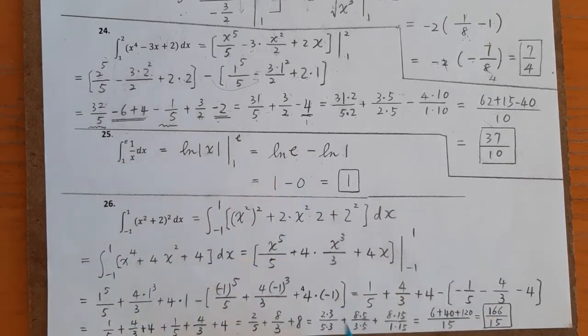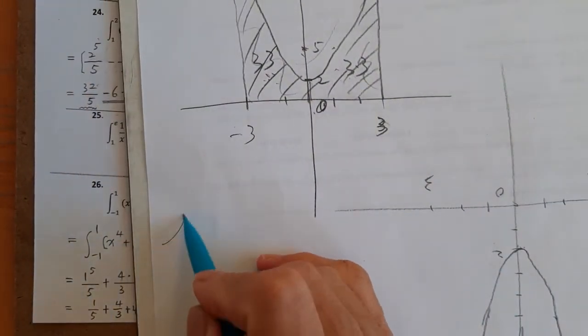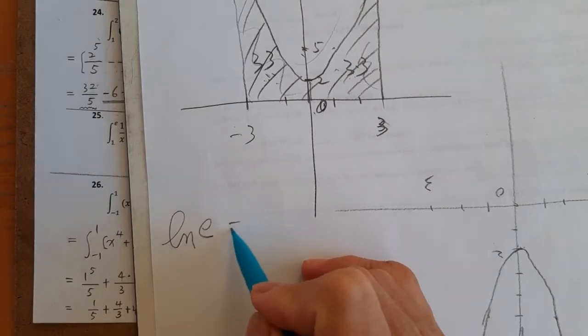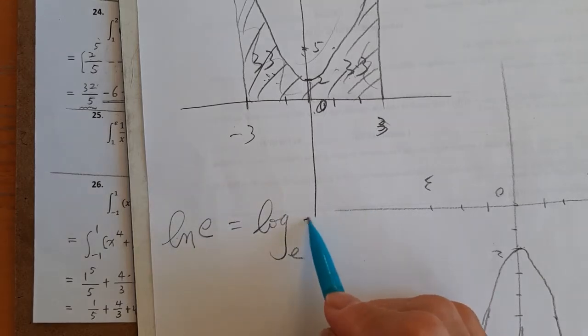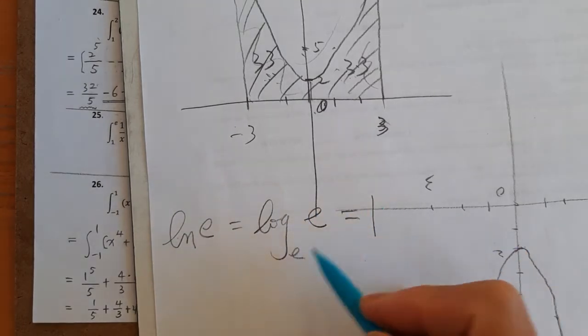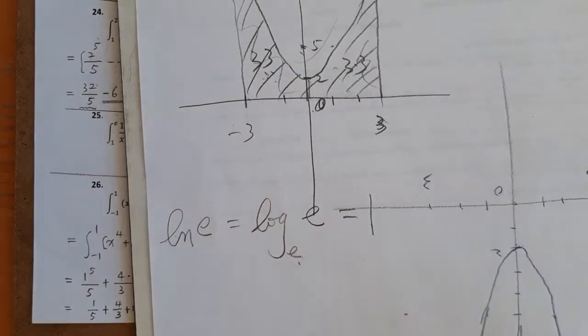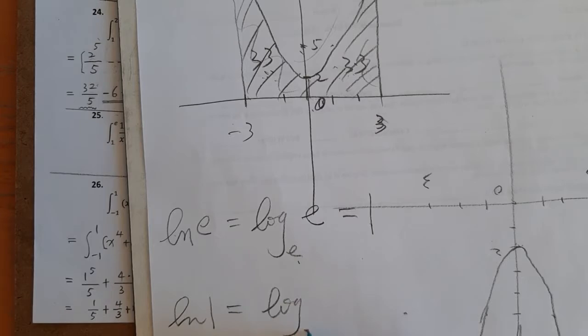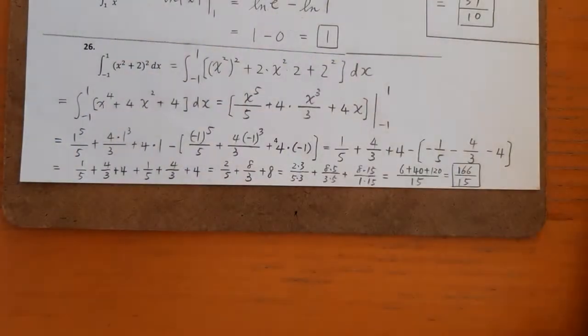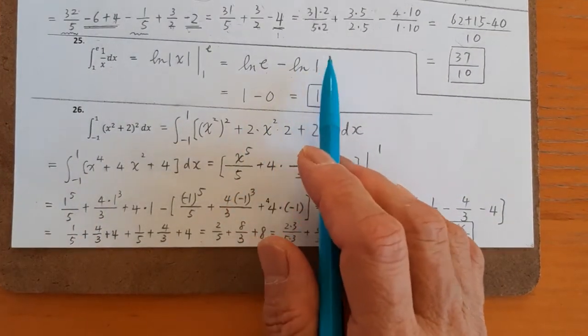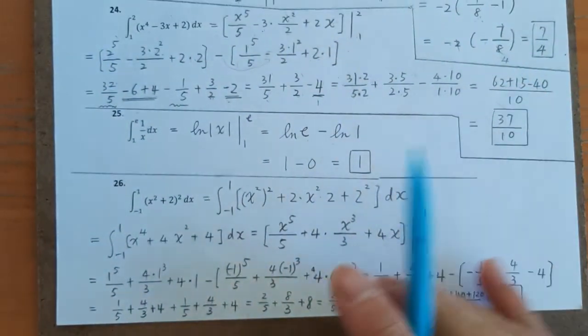Now what is ln e? ln has base e. ln is the natural logarithm, and its base is e. So ln e is 1, because e to the power 1 equals e. And ln 1 is log base e of 1, which equals 0, because e to the power 0 equals 1. So ln e is 1, ln 1 is 0, and we get 1 minus 0, which is 1.